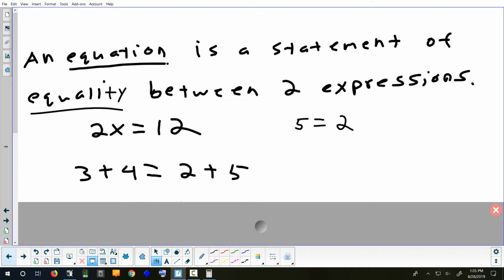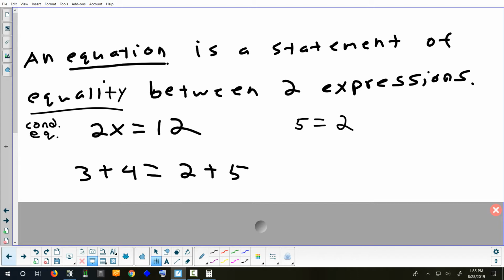These are all equations. 2x equals 12. 3 plus 4 equals 2 plus 5, and 5 equals 2. Does anybody have any thoughts about any of those 3 equations? When you look at any of them, does anything come to mind? One of them has x in it. Okay, so that one has x in it, which is a variable. So this is a conditional equation.